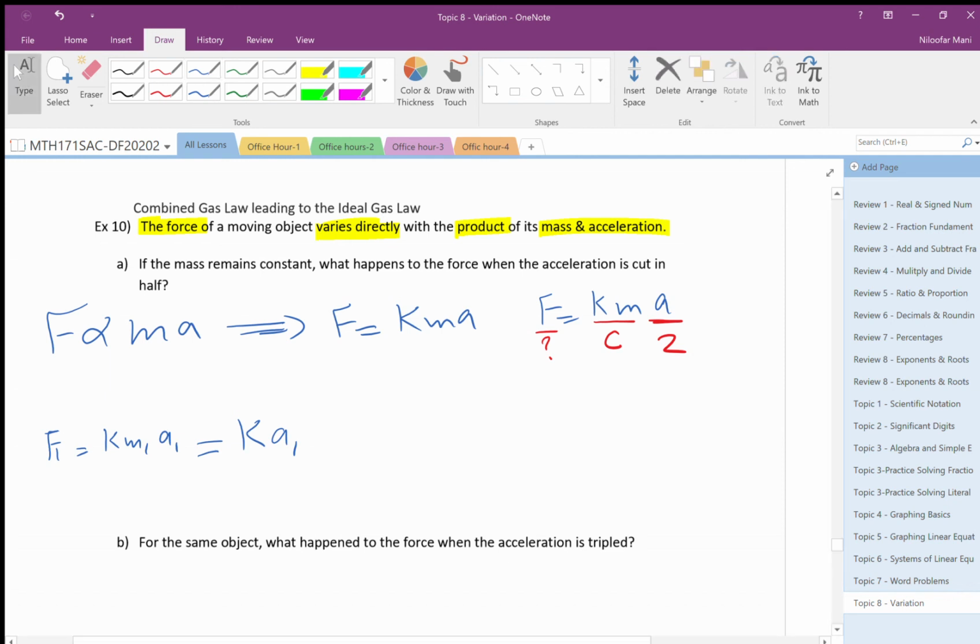Okay, so acceleration, so a2 is a1 divided by 2. What happened to F2? Okay, so F2 is, I start from what I need. I start from F2. I write the original formula. F2 is Ka2. Now I substitute for a2, which is a1 over 2, so Ka1 over 2. What is Ka1? Ka1 is F1. Okay, so F1 divided by 2. Yes, this is mathematically.